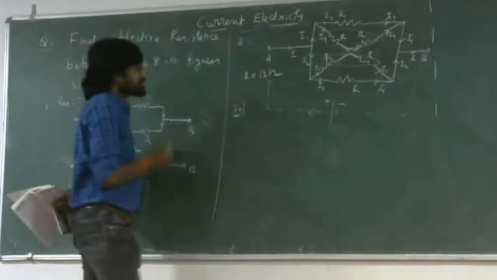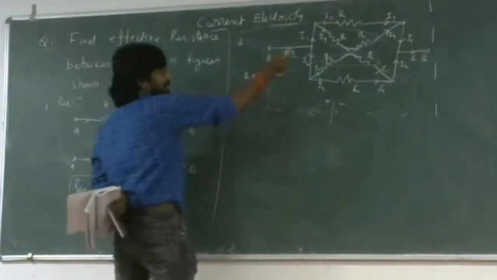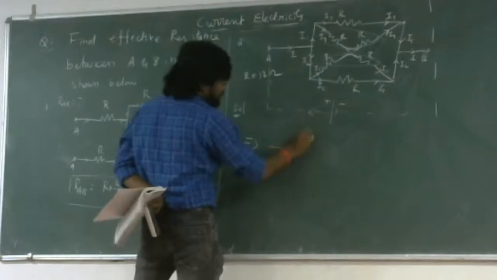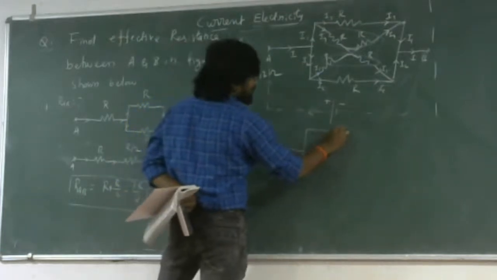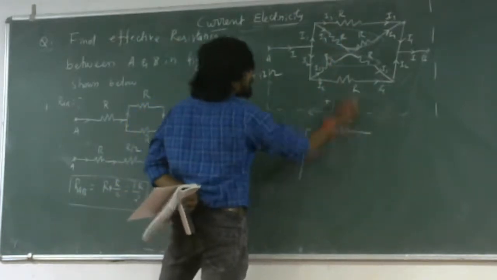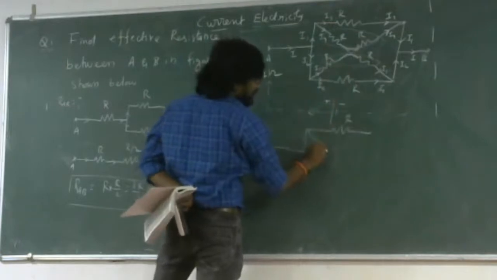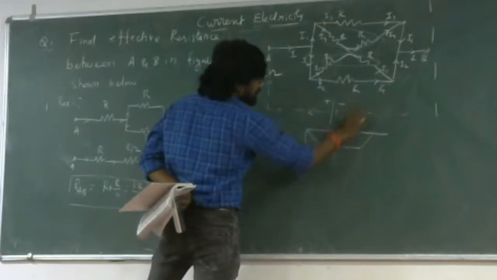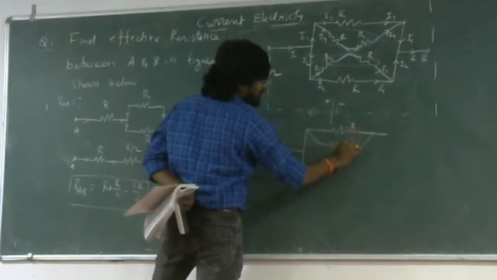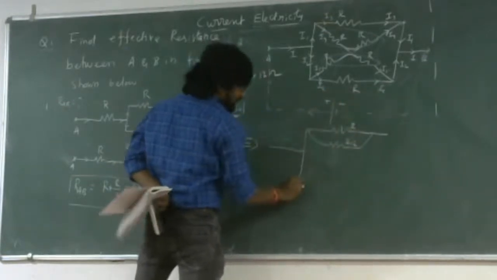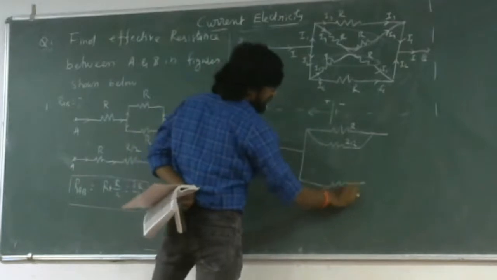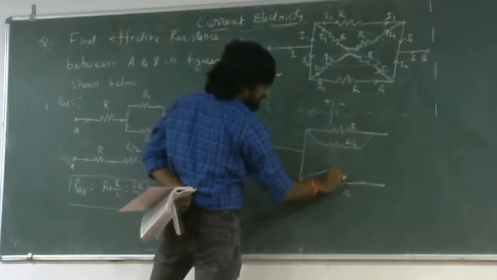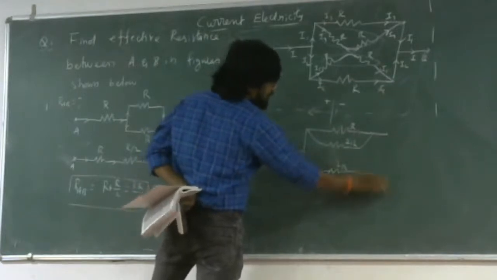Right? So I am reducing the circuit. I am redrawing this part. I would like to write this as R. These two will become 2R. This is R, this is R, this is 2R. Similarly, this is R, and these two can be replaced with 2R. And these are joined here.